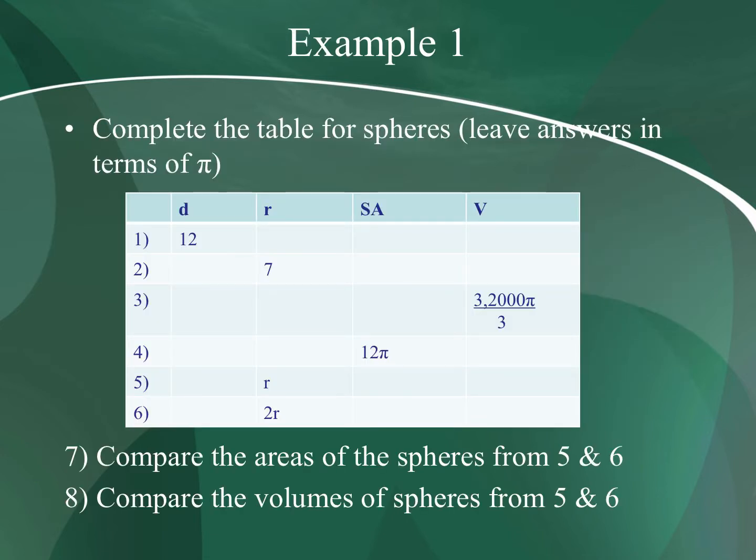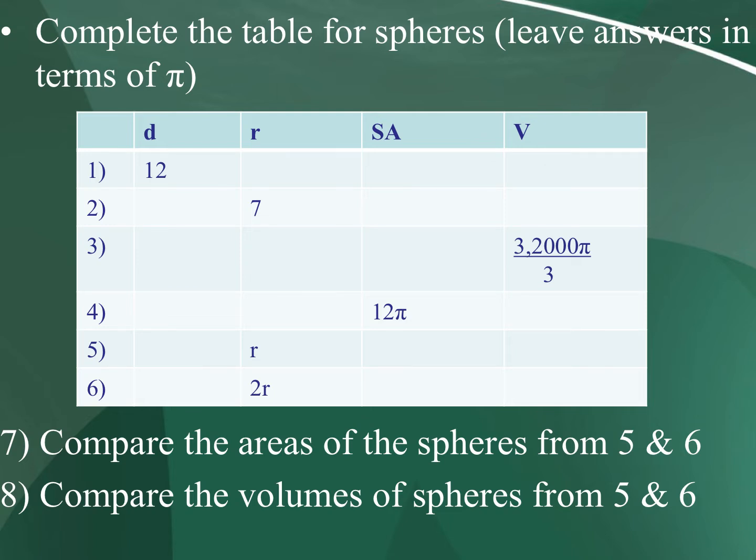Okay, so here it says to complete the table for spheres, leave your answer in terms of pi. I'm actually going to go ahead and give you the decimal version answer as well, because I've decided on the quiz on Tuesday, all answers will be rounded to the hundreds place. However, in the homework, when you're filling in, I think it's question number 17, when you're filling in that chart, it wants it to be left in terms of pi. So let's go ahead and fill this in.